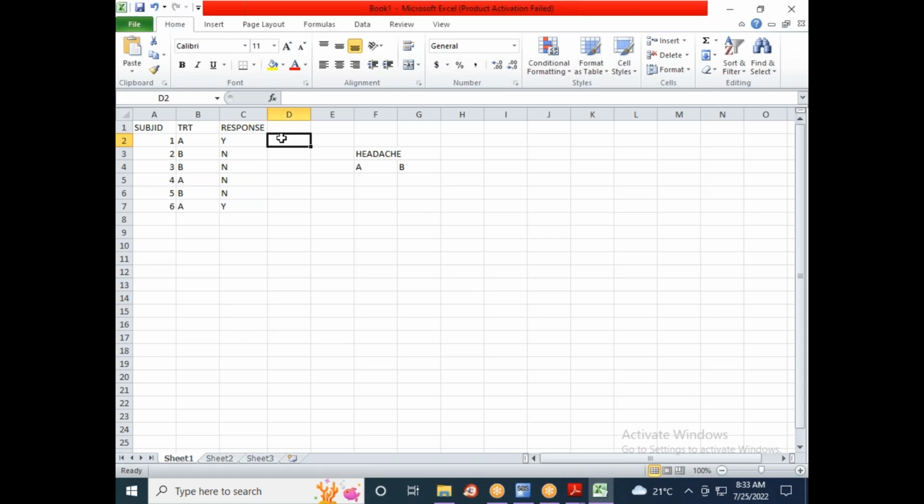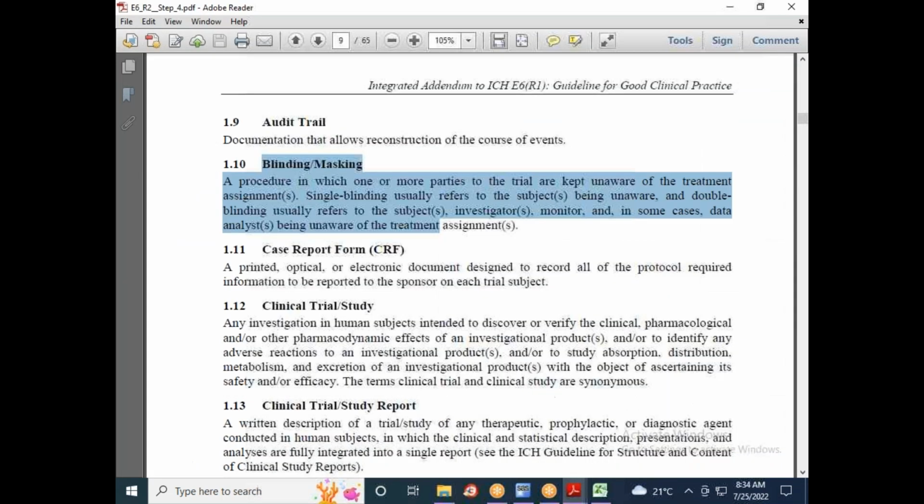This concept is called blinding or masking. Even BPharm guys do not know this. You can see here, a procedure in which one or more parties to the trial are kept unaware of treatment assignments. You see, right? They are kept unaware of treatment assignments. What treatment we are giving to them, we will not tell them. Okay, right.